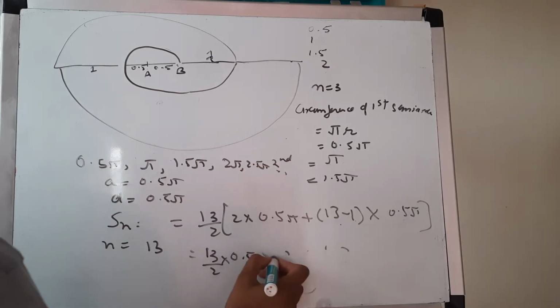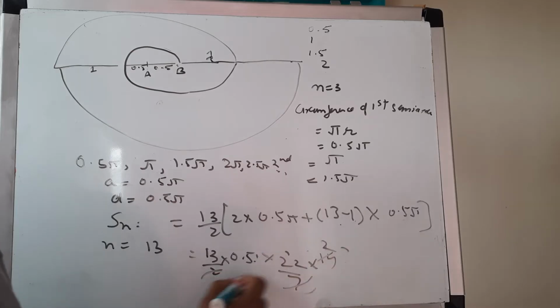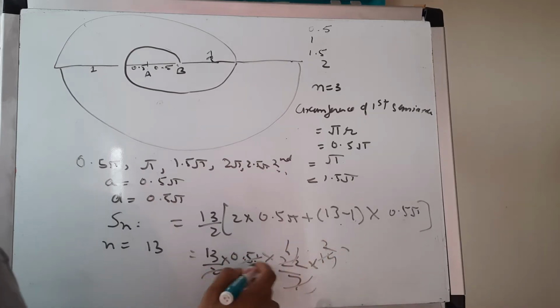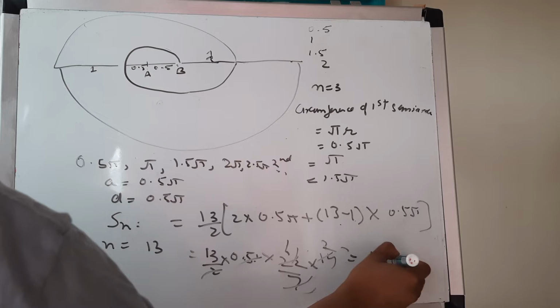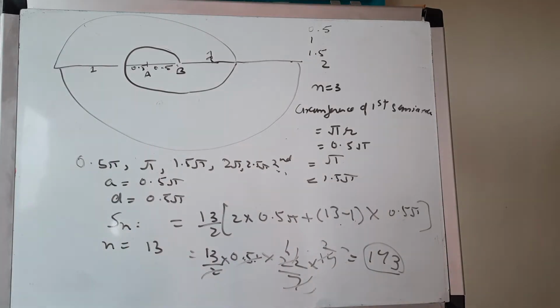Now what will we do with pi? 22 by 7 and 14. 2, 11, 2 tens are 10, 143. This is the answer. It's a very good question.